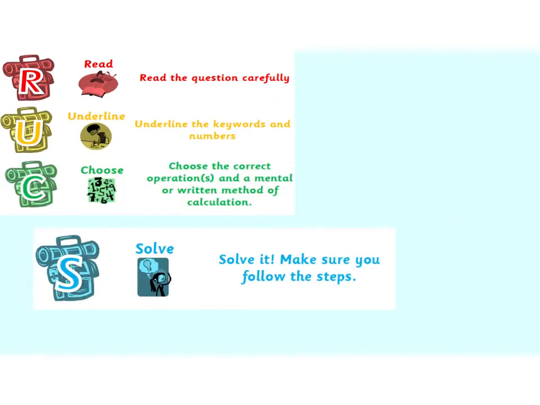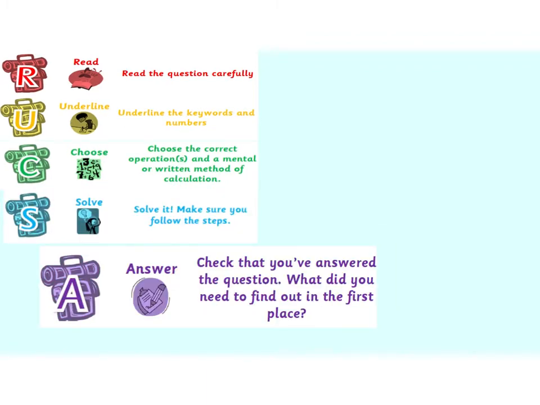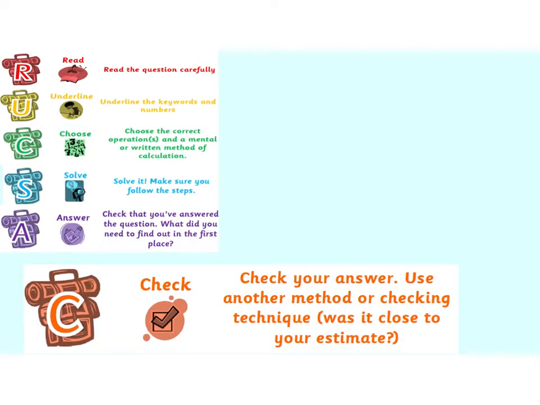Step 4 is now solve the problem. Step 5, A, is answer. So now you have solved the problem, you want to clearly state what the answer is. Make sure you have answered what the question is asking. Our final step is to check. We need to see if we can check our answer. Is there another method or checking technique that we can use to ensure that we have the right answer?